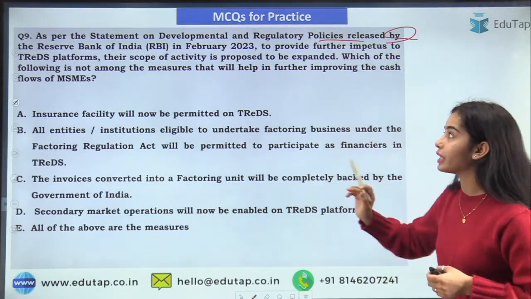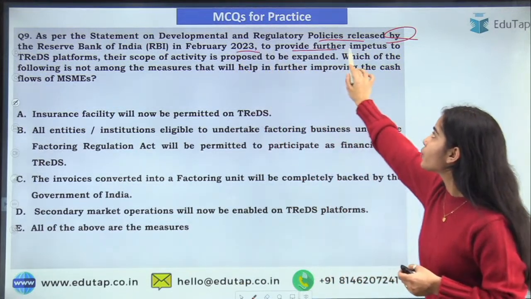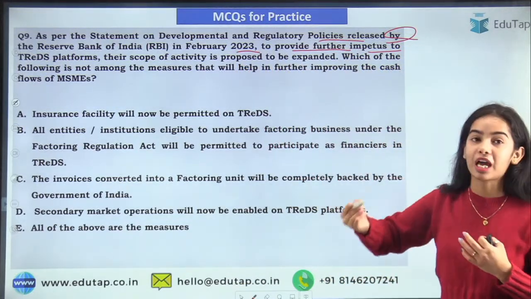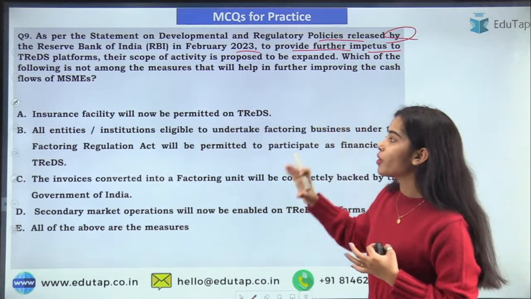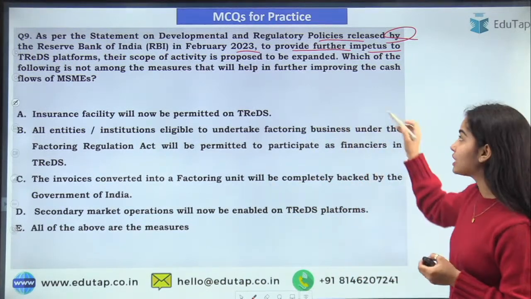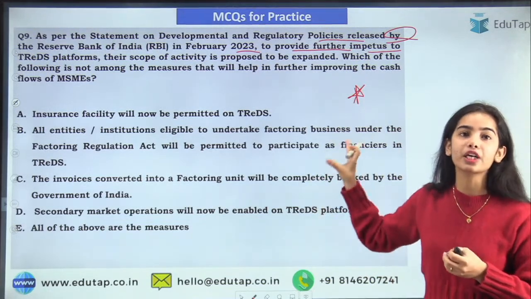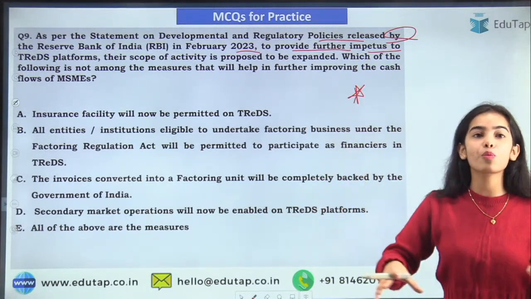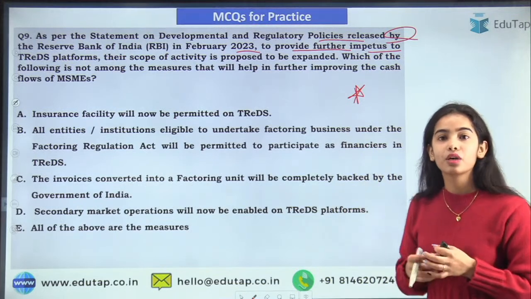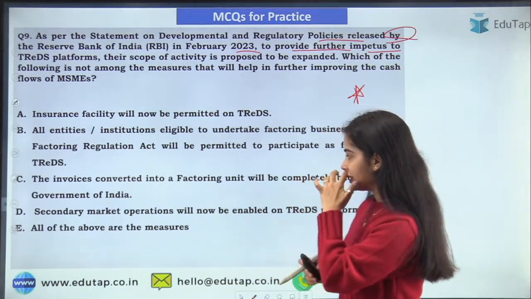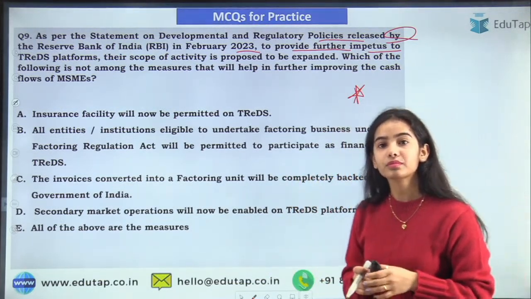by the Reserve Bank of India in February 2023 to provide further impetus to TReDS platform, their scope of activity has been increased. So which of these is incorrect, or which of these is not among the scope of the activity of TReDS? Okay, so here I am getting the answer D. So that is not correct.